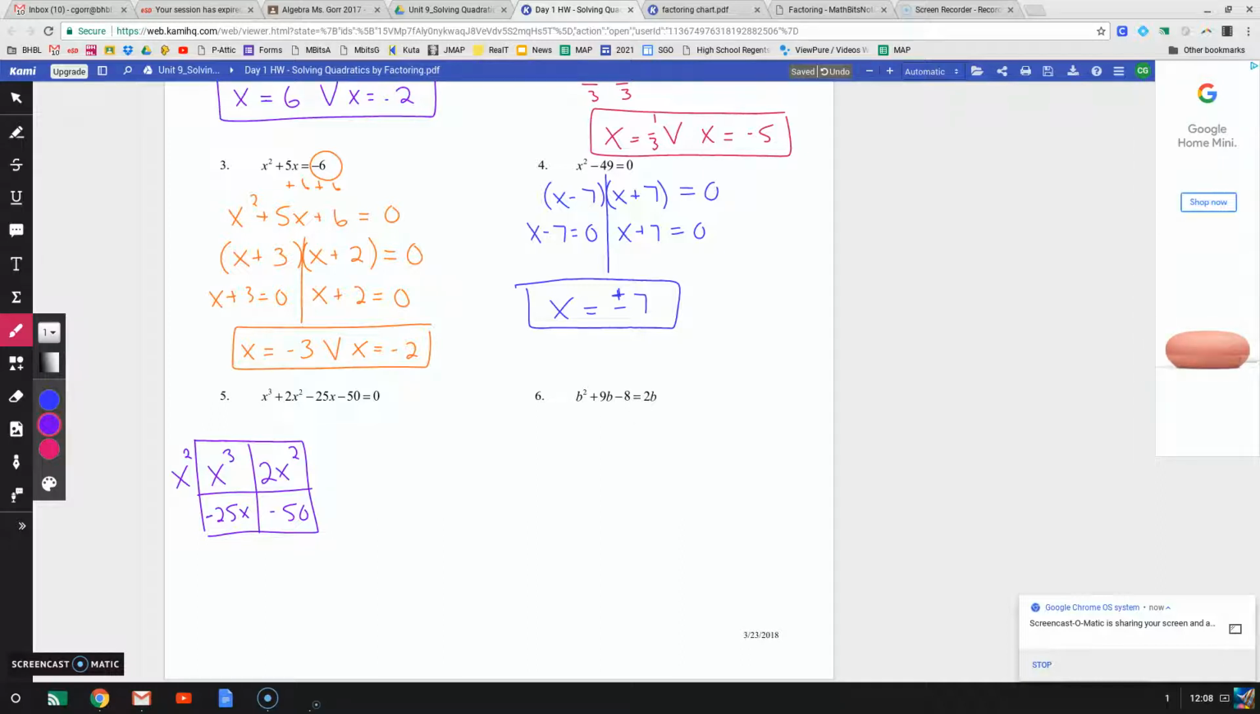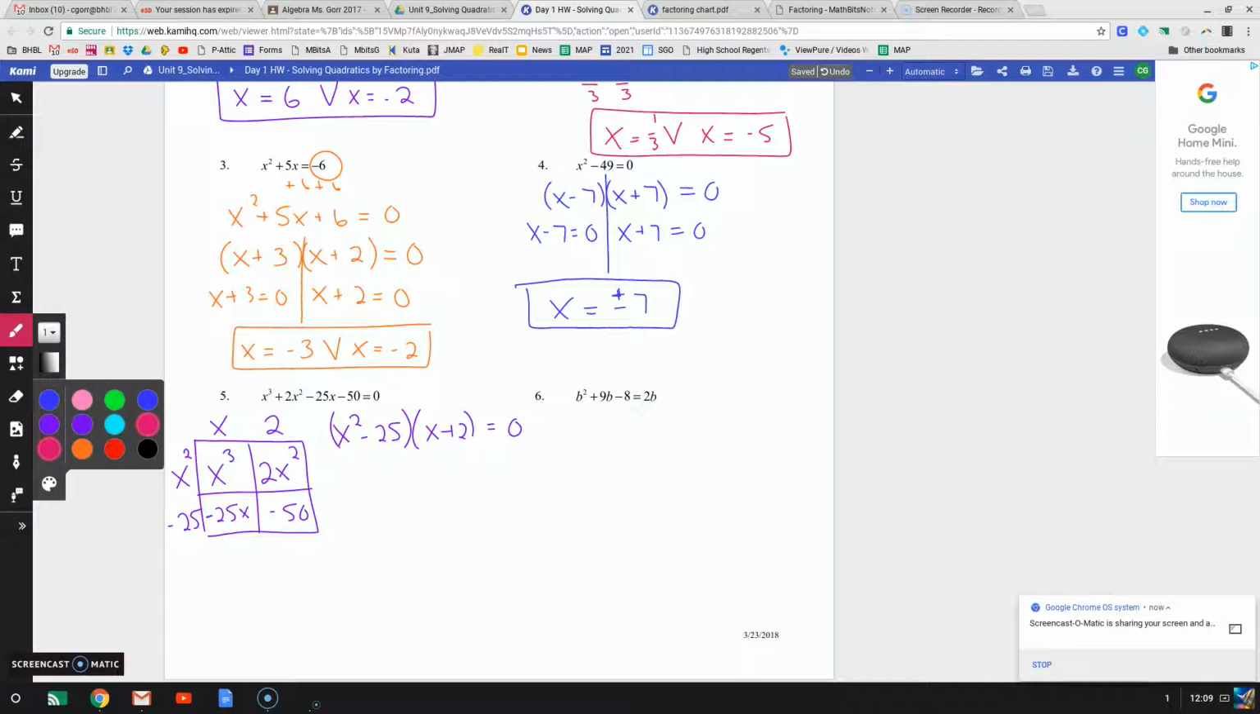So I have an x squared as my GCF in my top row. I have a -25 in my bottom row. I have an x in my first column, and I have a 2 in my second column. This is now giving me x squared minus 25 times x plus 2 equals 0. Now this is not factored completely. So I'm going to take one more step and recognize that this right here is the difference of two perfect squares, giving me x minus 5 times x plus 5 still times my x plus 2 equals 0.